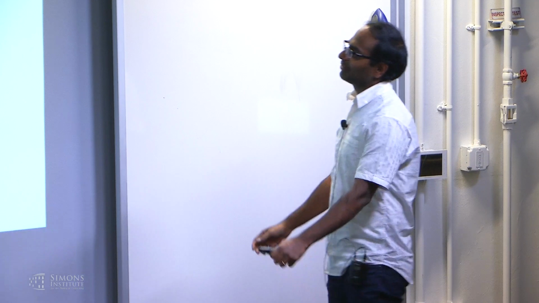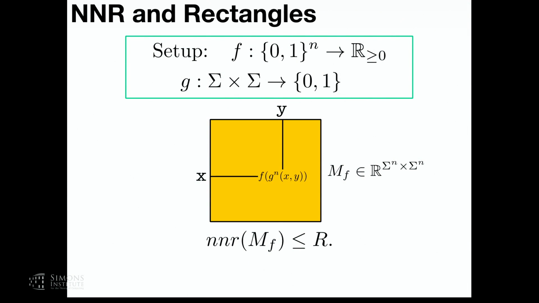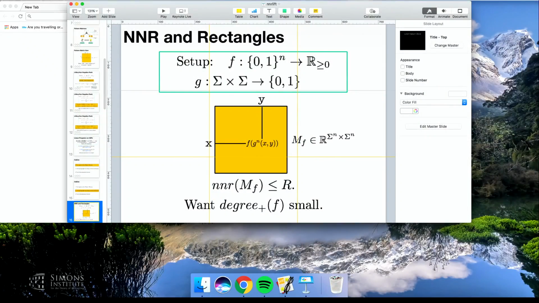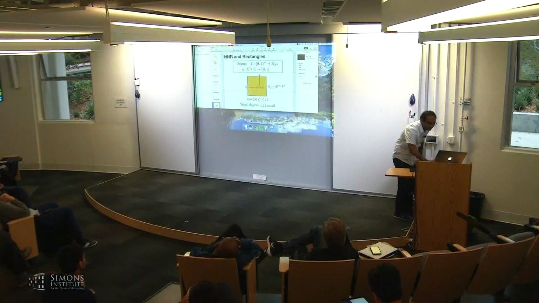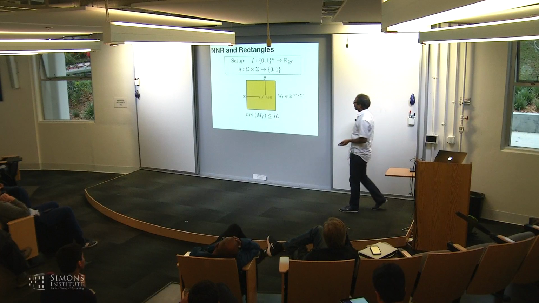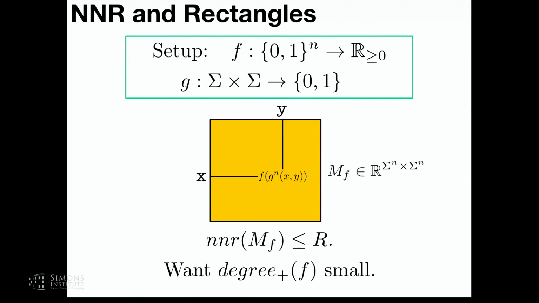So let's recall our setup. We have this outer function f, we have our gadget g, we have our lifted matrix, and we'd like to show a lower bound on the non-negative rank of the lifted matrix. Let's work by contradiction, since every lower bound is really an upper bound in that sense. We'll say that if the non-negative rank of this matrix is small, then we'll show that function f has small degree plus. Starting from this assumption, we would like to show that degree plus of f is small, and that will give us the contradiction that we want.